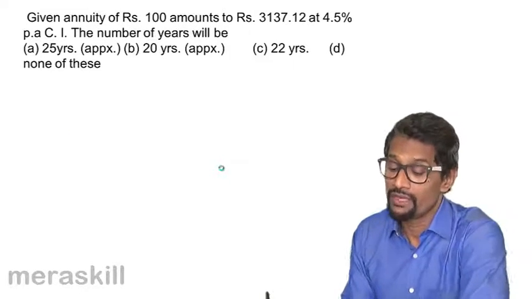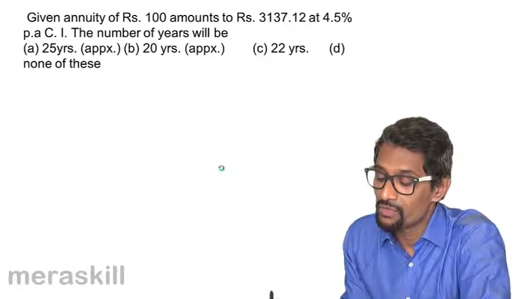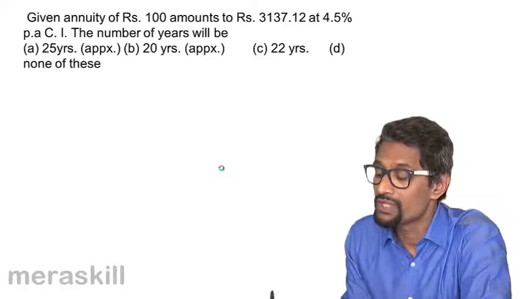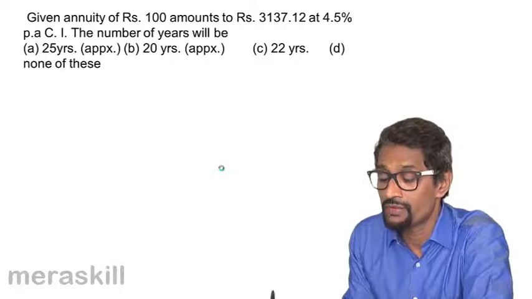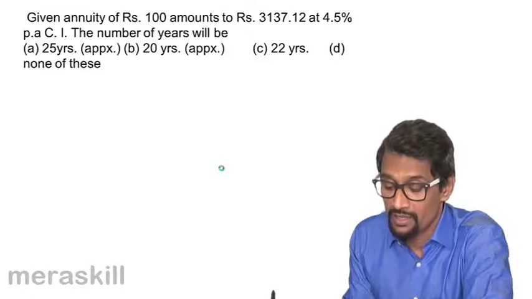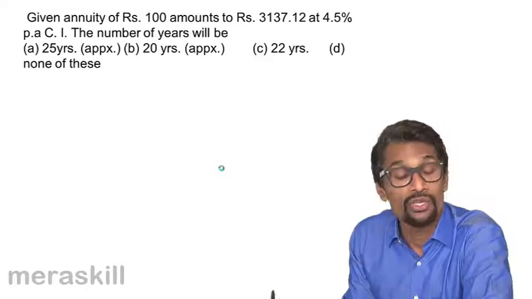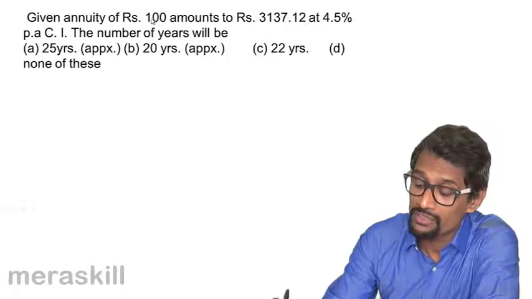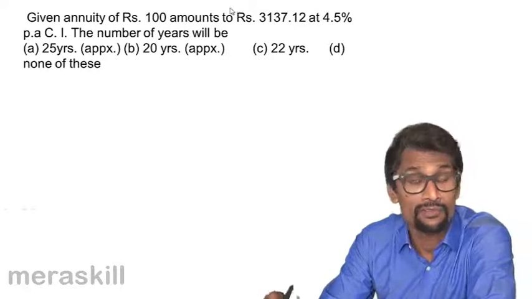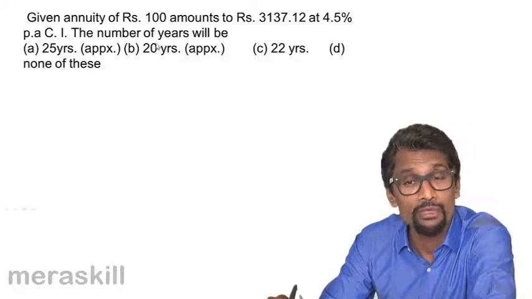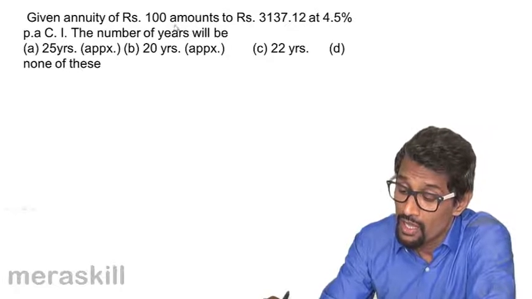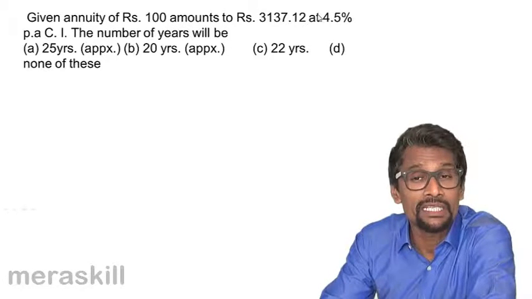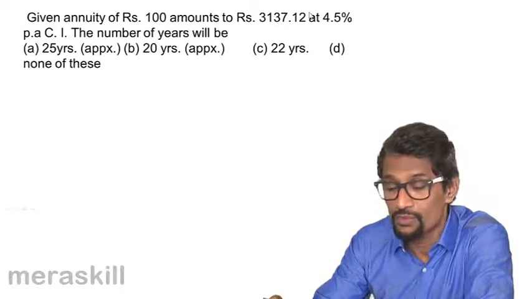Now here we have an interesting one: given an annuity of rupees 100 amounts to 3137.12 at 4.5% compound interest, the number of years would be what? So you have to find out after how many years this 100 will amount to that. What formula will you use, the present value formula or future value? It's being told it will amount to something in the future, so obviously it's a case of future value.